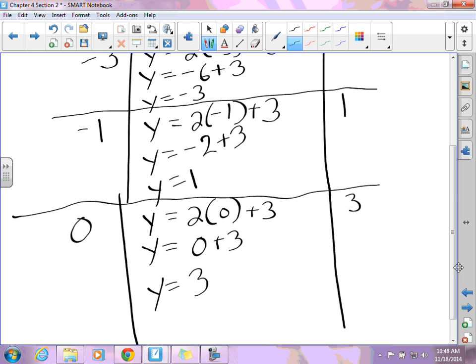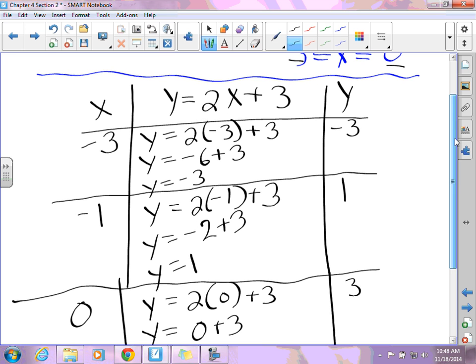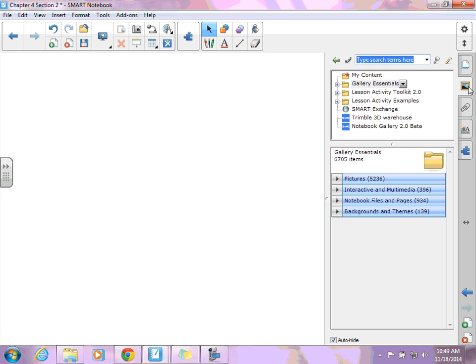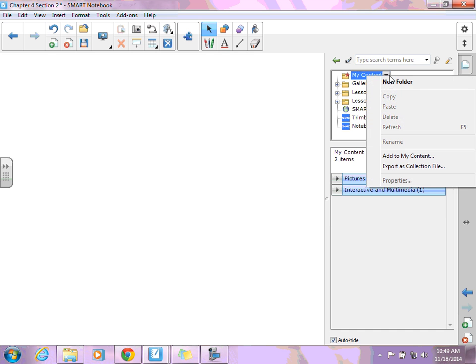We okay? Yeah? All right. Let's go now and let's graph these. And I'm going to insert a graph just because I think it's a little bit neater this way. You can go ahead and draw your graph.